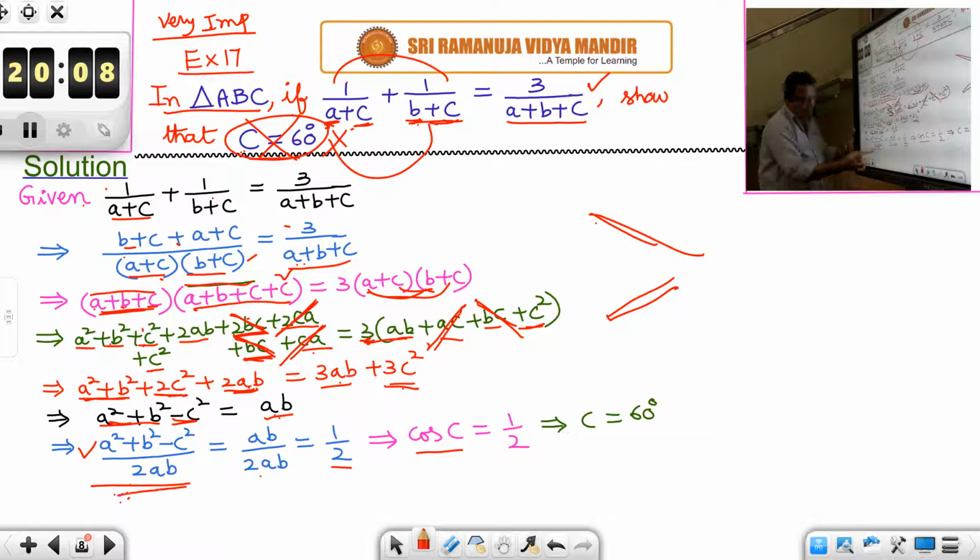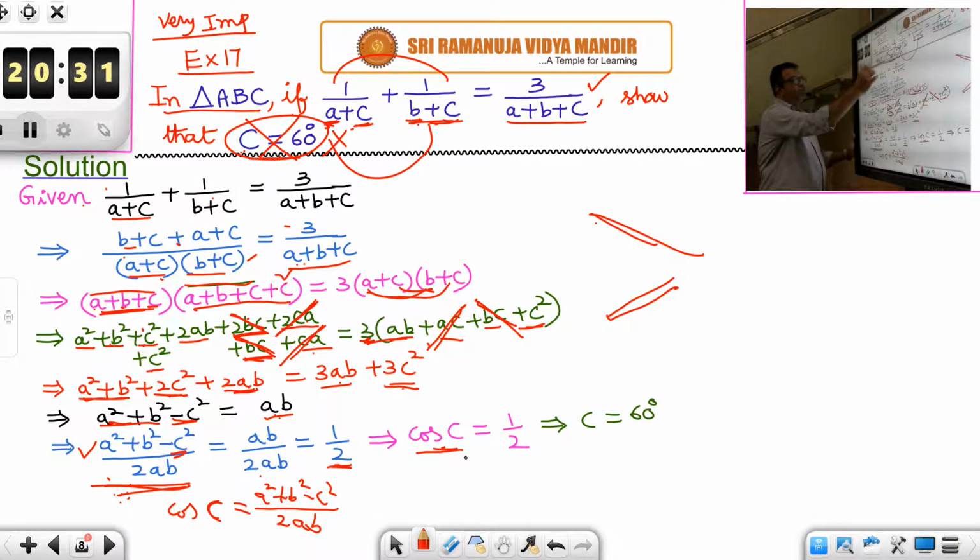Cos C is equal to 1 by 2. Cos C, what is the formula? C is there, here C. Therefore, you will get c square at the end with a negative sign: a square plus b square minus c square by 2ab. That is cos C. So exactly cos C is equal to 1 by 2. Therefore, C must be 60 degrees. And that is what we have to prove.